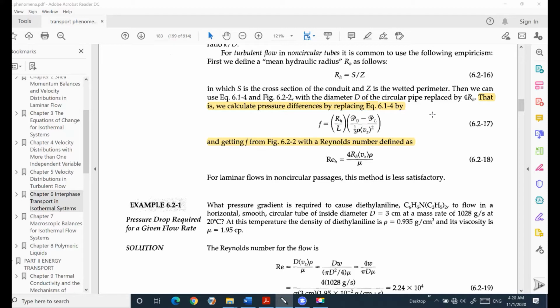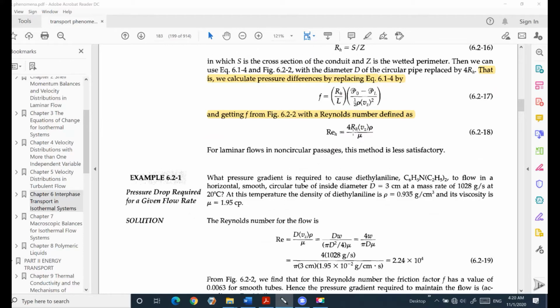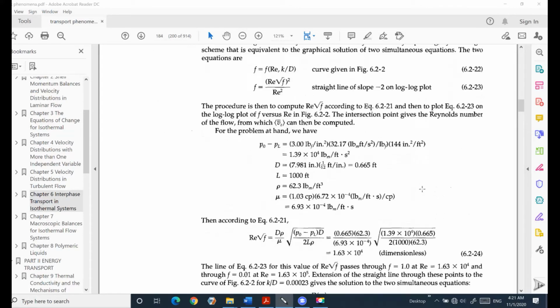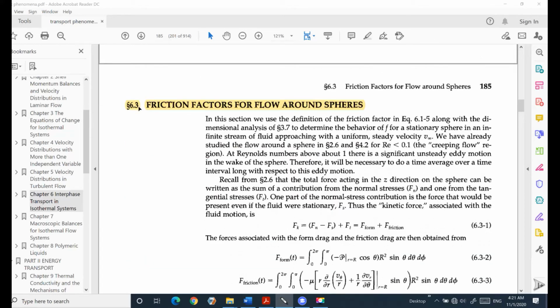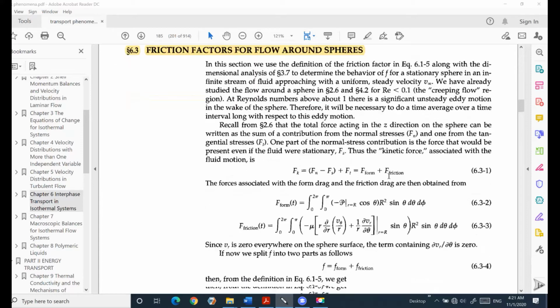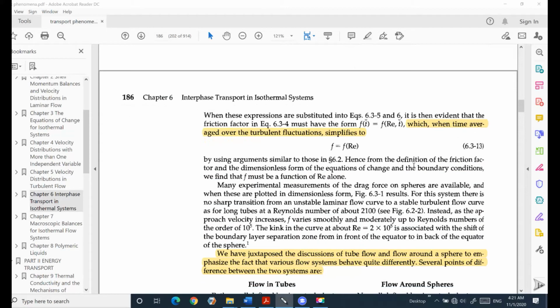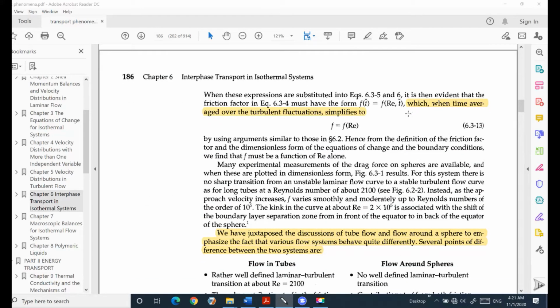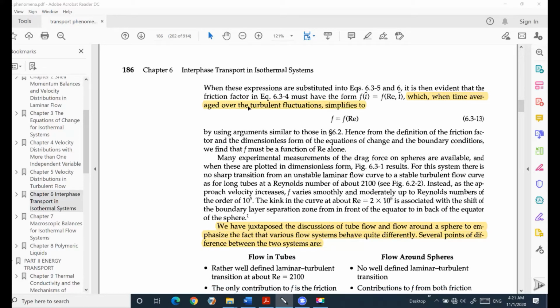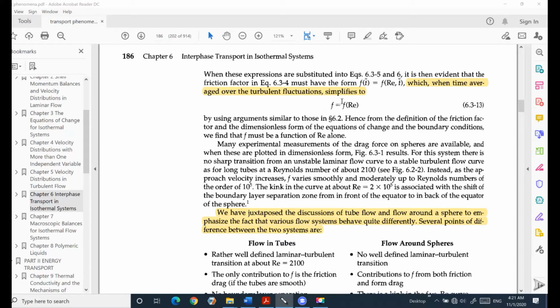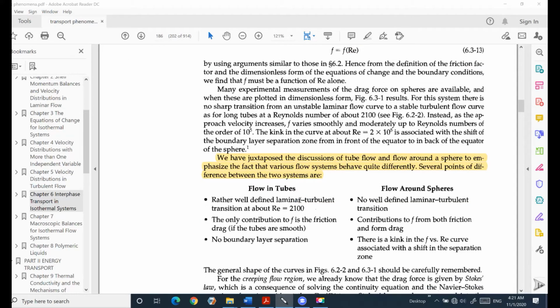If we can define our friction factor based on the system, we can calculate the pressure drop from this equation. This is the definition of the Reynolds number here. Some examples here. If we continue in section 6.3, the friction factor for flow around a sphere. After some discussion of the time average over the turbulent fluctuation, we can get the simplification of the friction factor's dependence on the Reynolds number.